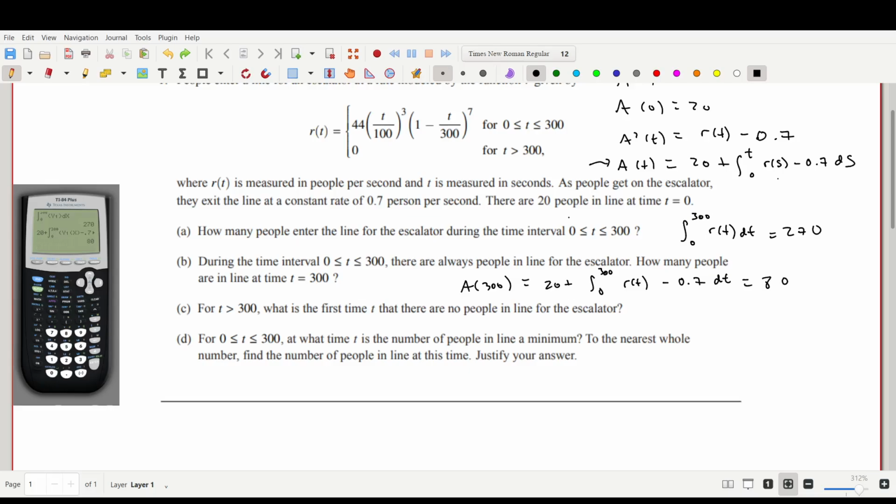I want to say it in a good way. I mean, I know the way to do it, but I guess you know that. So this function up here is valid on 0 to 300.